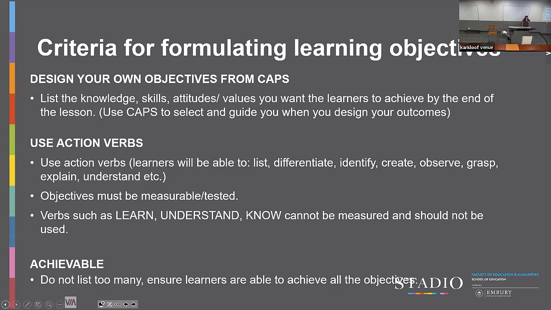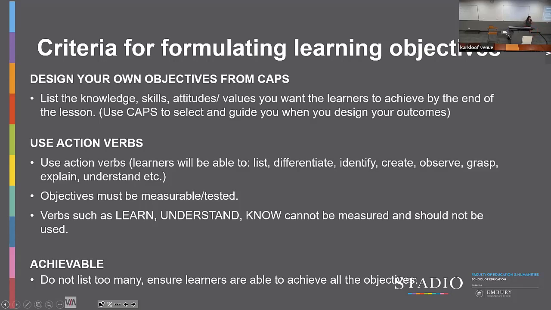Right, so where do you get these learning objectives from? The CAPS or your curriculum documents will normally guide you. So once you've selected your topic from your CAPS document for your subject and for the term and the grade, you will see there are lots of action verbs in the CAPS document or in your curriculum documents that will guide you on how to write your learning objectives. You design them based on what you want your learners to achieve in that specific lesson, right?